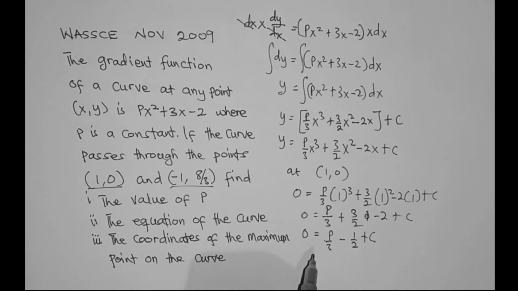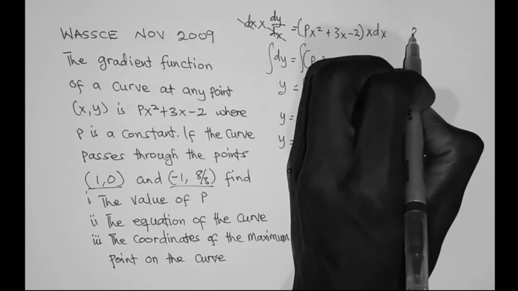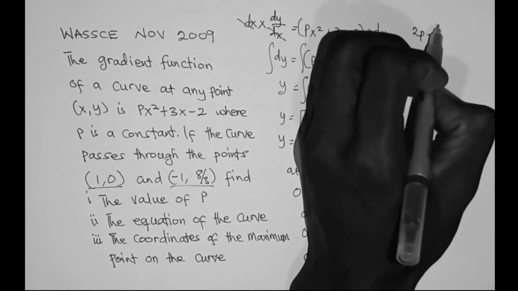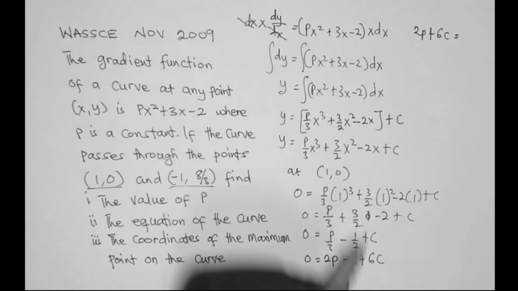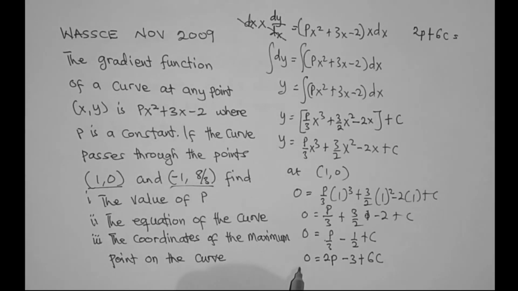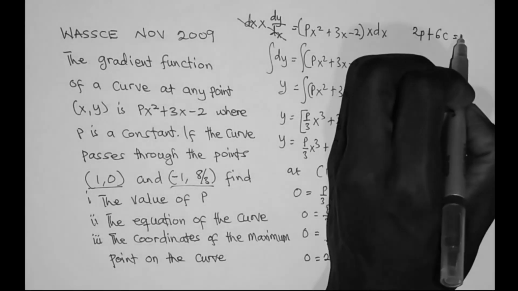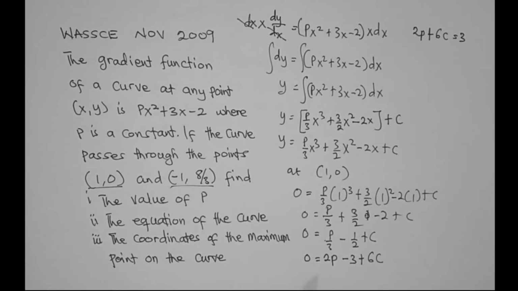So let's multiply through by 6. So 6 times 0 is equal to 6 times p over 3, which is 2p, and 6 times minus 1 over 2 is minus 3, plus 6 times c is 6c. Grouping like terms, it implies that 2p plus 6c is equal to, taking minus 3 across the equal sign, 3. So 2p plus 6c is equal to 3.